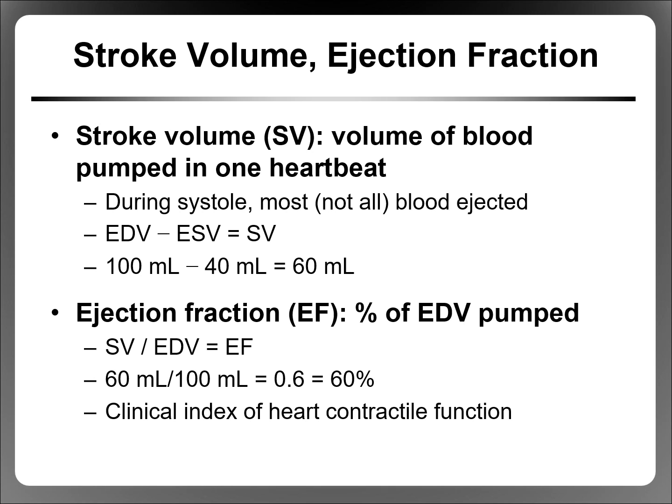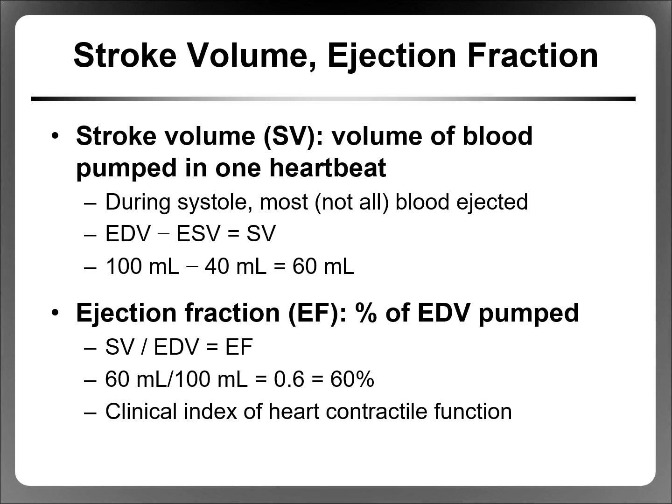Our next concept we need to be aware of is stroke volume and ejection fraction. So our stroke volume is the volume of blood that is going to be pumped in one particular heartbeat. As I've mentioned already, during systole, most, but not all of the blood will be ejected. This is going to be the difference between the end diastolic volume and the end systolic volume, which gives us our stroke volume. So for example, if we have 100 milliliters for our end diastolic volume and 40 milliliters for our end systolic volume, this means our stroke volume would be 60 milliliters.